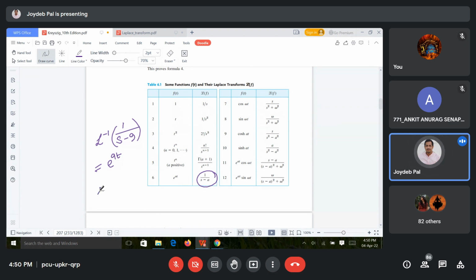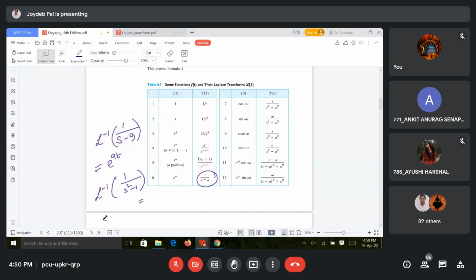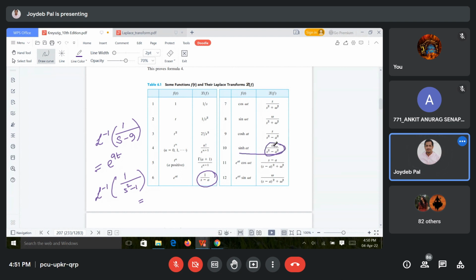Fine. Can you tell me what is the Laplace inverse of 1 by s square minus 1? First of all, you find the form in the second column. Sir, sin t. Sin ht. Yes, sin h is this formula you see. If you take a is equal to 1, a is constant, a may be anything. So here the case is a is equal to 1, 1 by s square minus 1. So it will be sin h t.